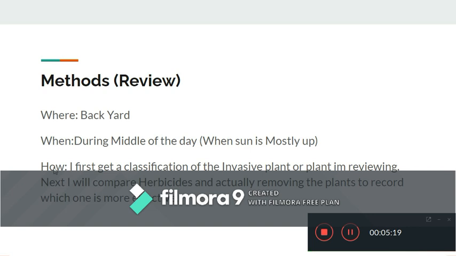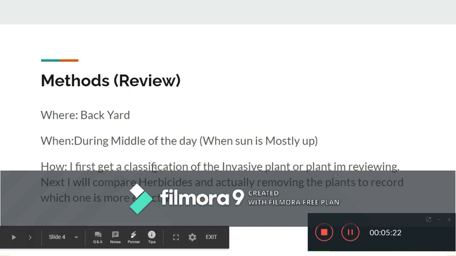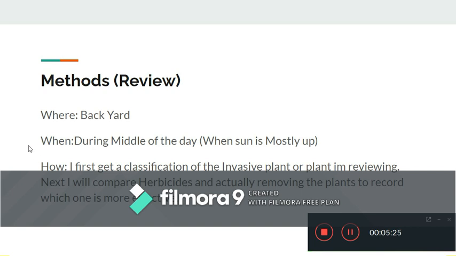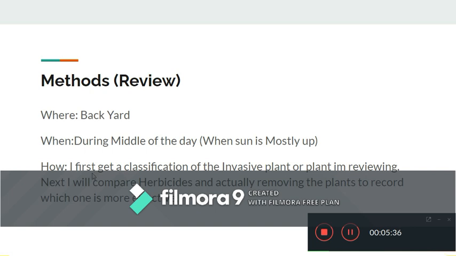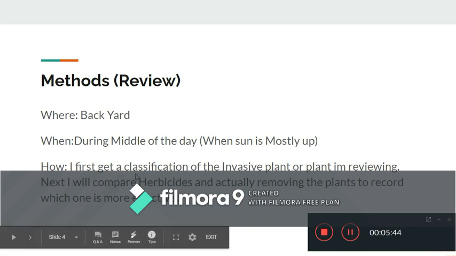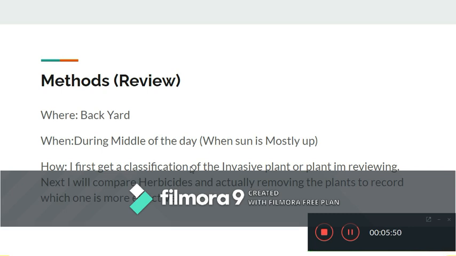And how? I will first get the classification, and if you guys don't know what classification means, it means figuring out the type of the invasive plant or plant that I'm reviewing. So at this very moment, I'm in the process of classifying the plants in my backyard and separating them into which are and aren't invasive. I found very few features, but that's because it's very diverse, so it's hard to pinpoint. That's my first step as of right now, and the first thing that I did in my method: I decided to first classify which are invasive and which aren't.